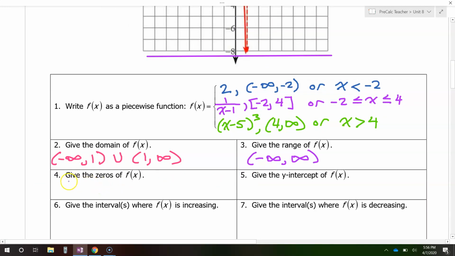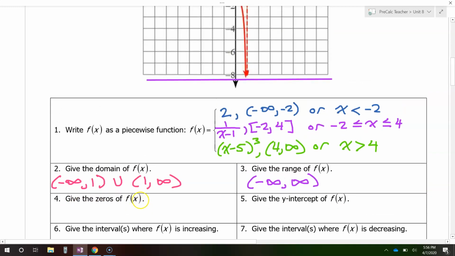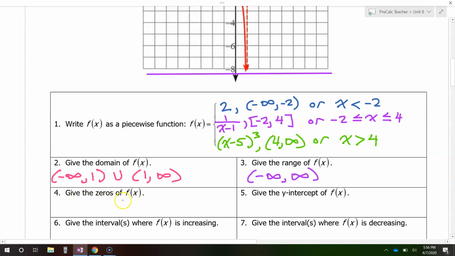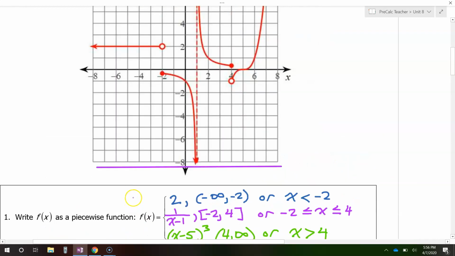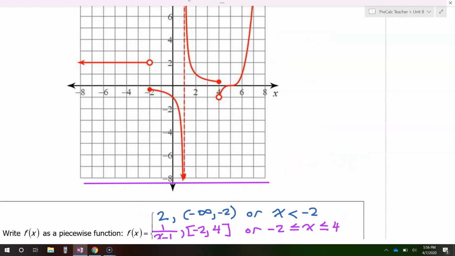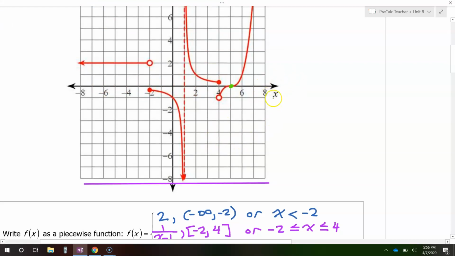Okay, now the zeros of the function. This is very closely related to the x-intercepts. So we're looking for where the function touches the x-axis. I only see one place where the function touches the x-axis, and that's right here. Now, the difference between an x-intercept and a zero is just this. An x-intercept is an ordered pair. So if I wanted to say what are the x-intercepts of the function, I would say 5, 0.